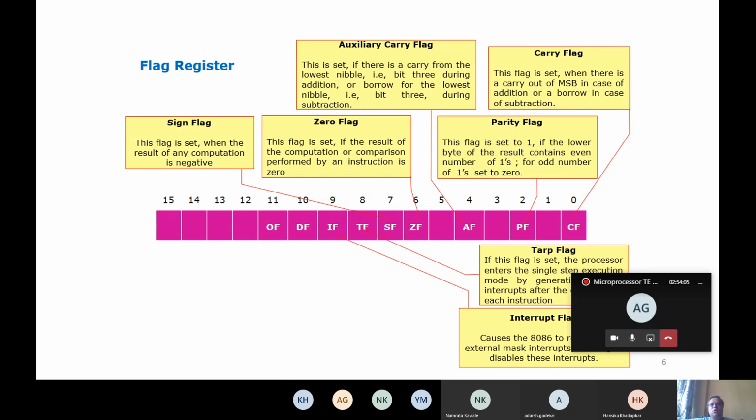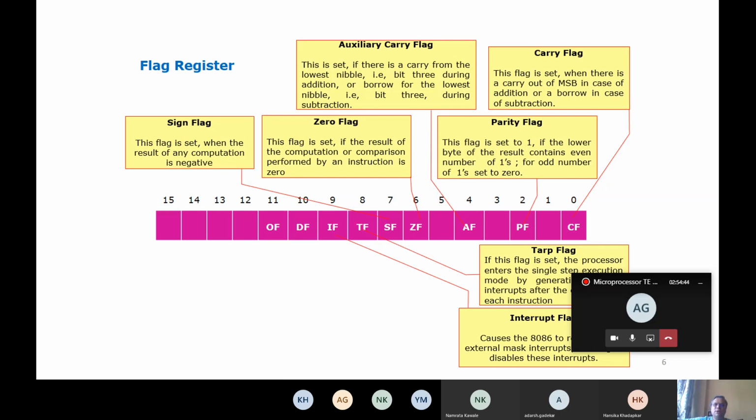The interrupt flag is again a control flag which is under the control of the programmer. The programmer can set or clear the interrupt flag. It is used for enabling or disabling interrupts. If I clear this flag, then external interrupts are disabled or masked. If I set it equal to 0, then any interrupt signal coming on the INTR pin will not be recognized by the 8086 processor. It will simply be ignored because it is masked.